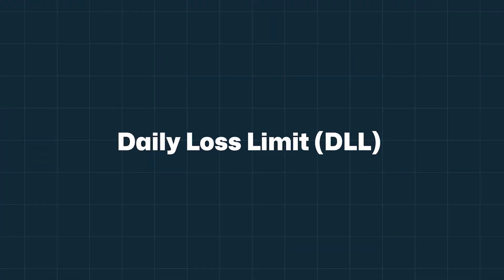Now let's talk about daily loss limits and risk management. The daily loss limit, or DLL, is your automatic damage control system. It steps in to stop the bleeding before a bad day becomes a blow-up. Here's the mechanics behind it. Your DLL tracks your losses in real time throughout the trading day.